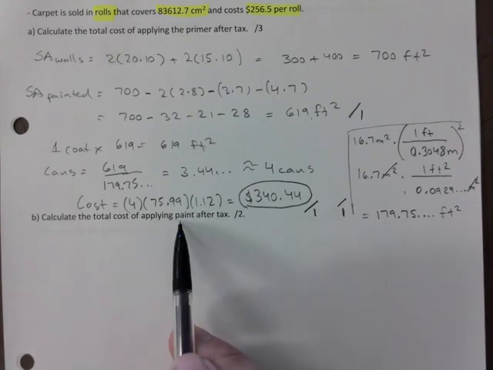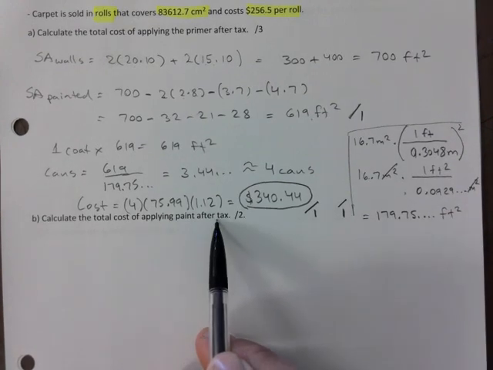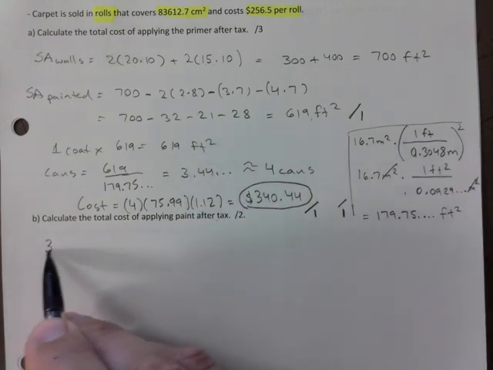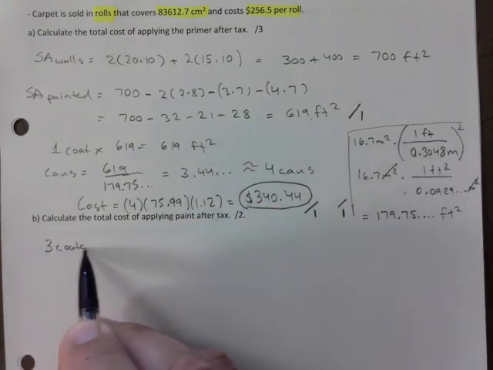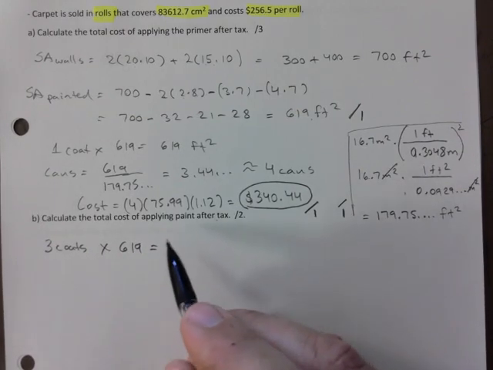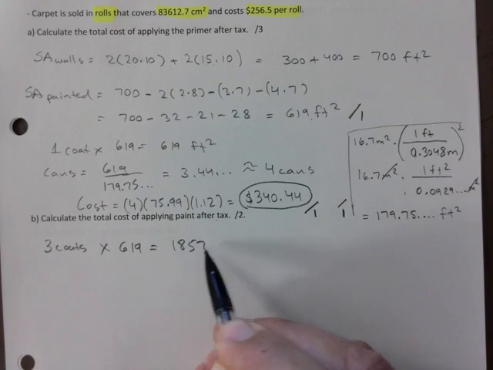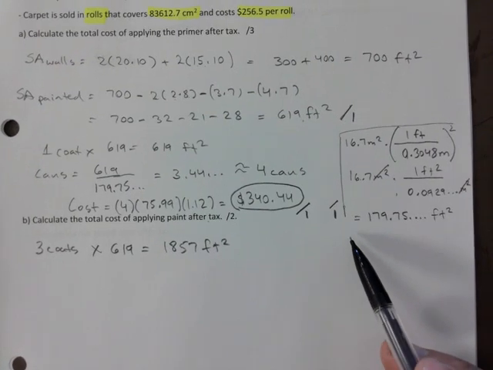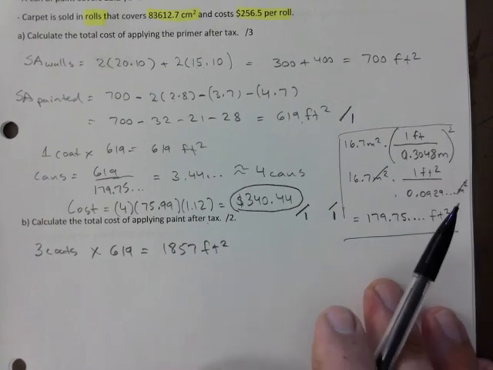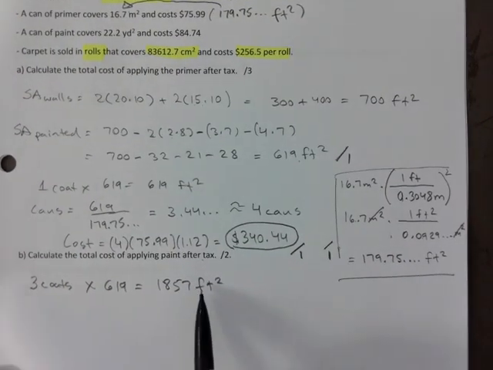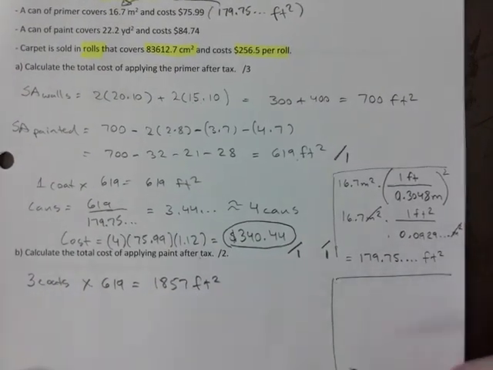Calculate the total cost of applying paint. Now, the nice thing is I already did the work here. So I need 3 coats times 619, right? So 3 times 619 is 1857 square feet. And there's that painful conversion that needs to happen again, right? We have square yards, and I'm dealing with square feet. So I will do it this way.